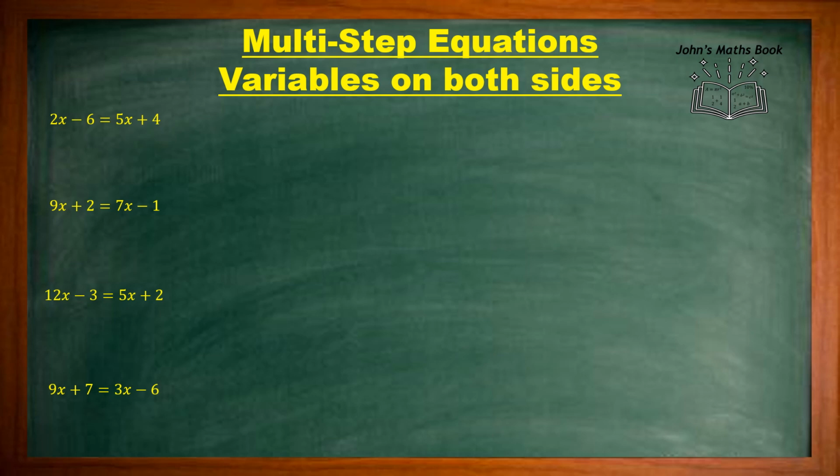In this video, we're going to be solving multi-step equations with variables on both sides. So what do we mean by variables on both sides? Let's take a look at an example. In our first example, we have 2x minus 6 equals 5x plus 4. As you can see, we have 2x on one side of the equal sign and a 5x on the other side of the equal sign.